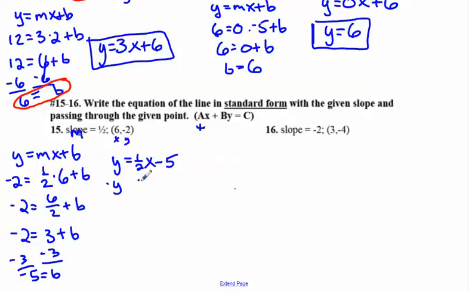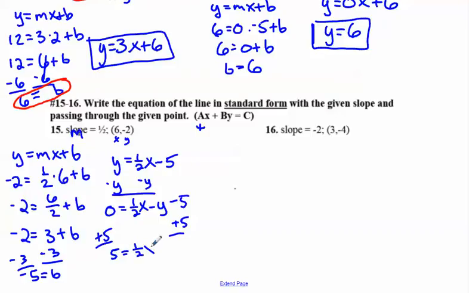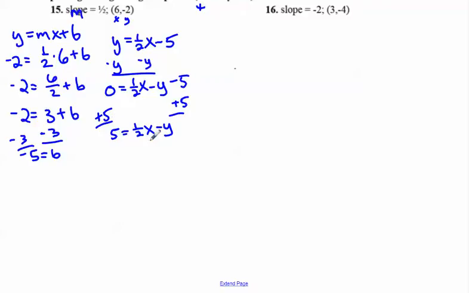So when I move my y over, I subtract it. I have 0 equals 1/2 x minus y minus 5, and then I'm going to add my 5 to move that over. Okay, so 5 equals 1/2 x minus y. So now I still have a problem because I have a fraction.